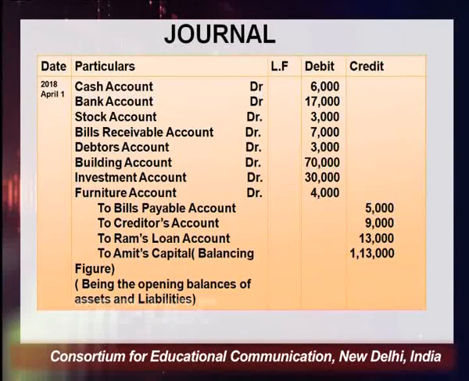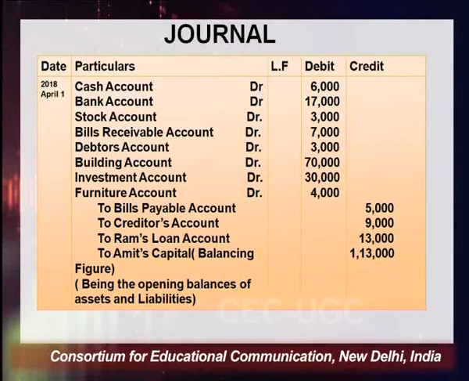So this entry would be recorded in the beginning of the year, and all assets would be debited, as we have done in this particular journal entry: cash account debit 6,000, bank debit, stock debit, bills receivable debit, debtors debit, building account debit, investment account debit, furniture account debit.